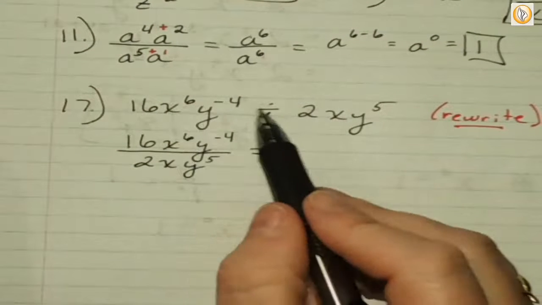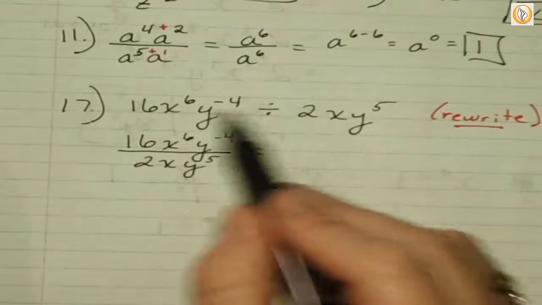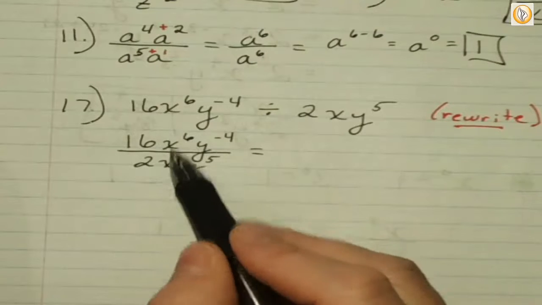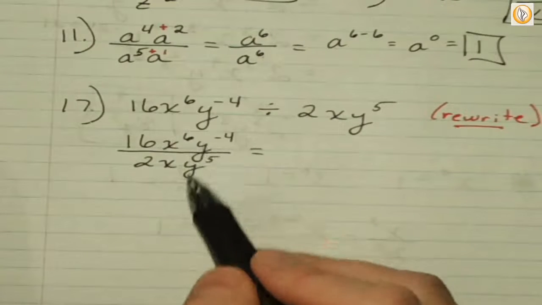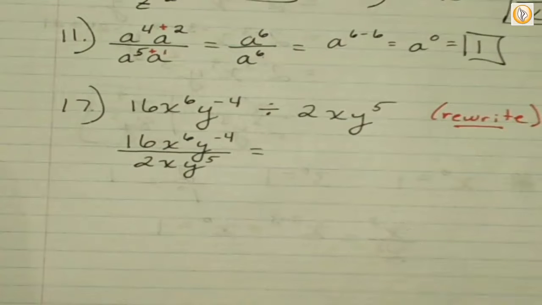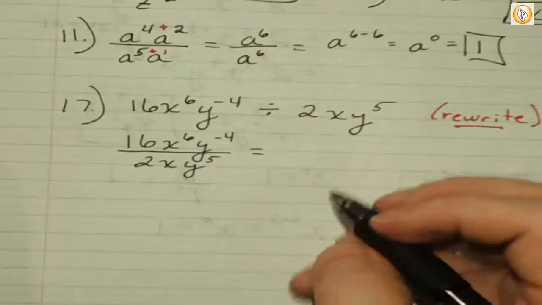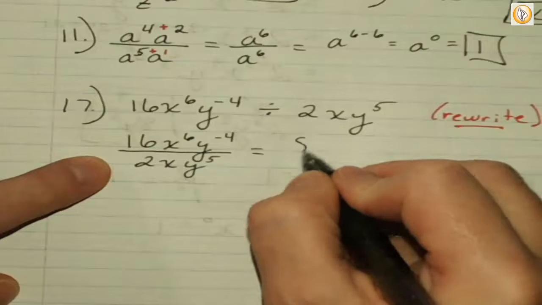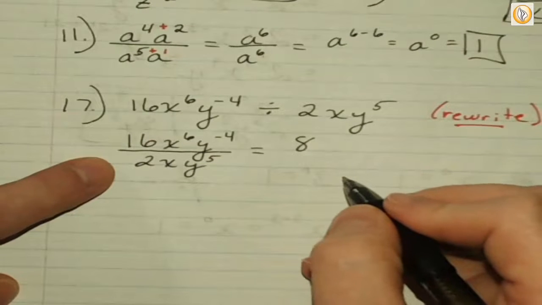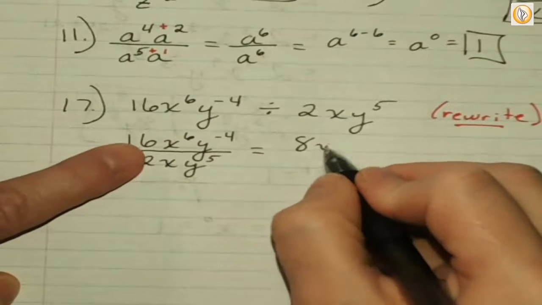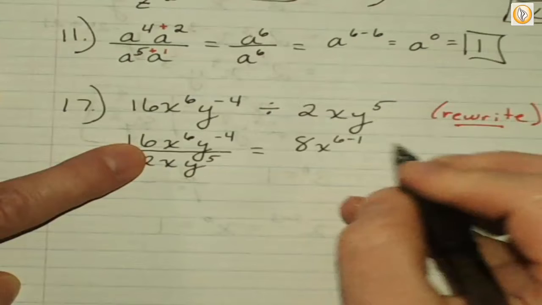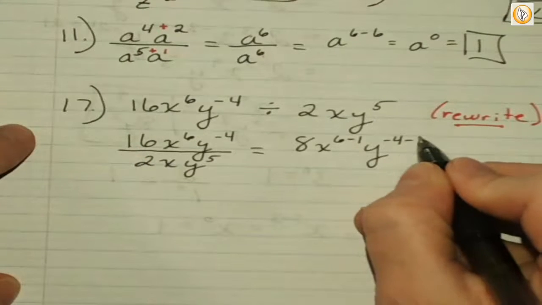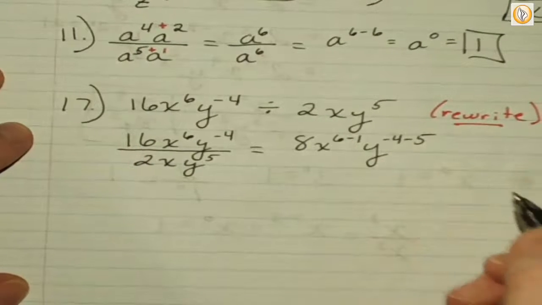This is the problem. You don't want to do it side to side like this. Rewrite it on top of each other like we've been doing. It makes it a lot easier. Now, Aiden, go to work. Tell me what to do. You would do 16 divided by 2, which is 8. And then 6 minus 1, x to the power 5. And then negative 4 minus 5, y to the power negative 9.